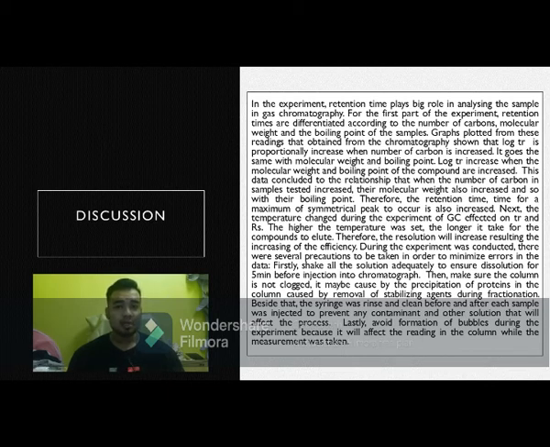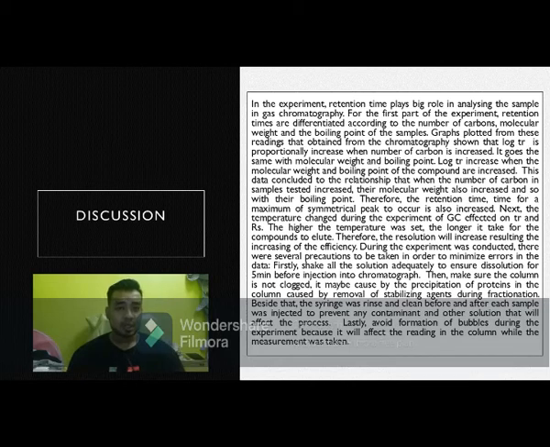This data concluded the relationship that when the number of carbon in the sample tested increases, their molecular weight also increases, and so does their boiling point. Therefore, the retention time for a maximum symmetrical peak to occur is also increased.